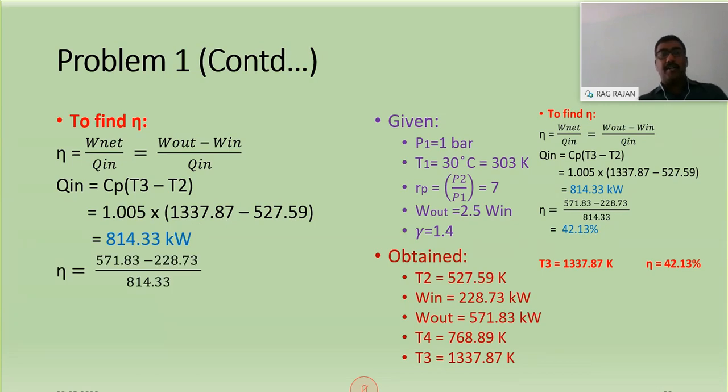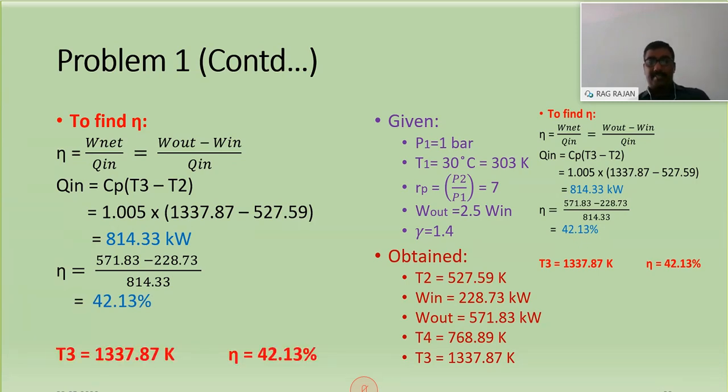When you substitute W out, W in, and Q in, all these values are with you because you have calculated these things. We have obtained these things in the last slide. So you will get eta is equal to 43.13. So that is the second part of the question. So now you got T3, that is the first part of the question, 1337.87 Kelvin, and efficiency is equal to 42.13%. So that is the question.